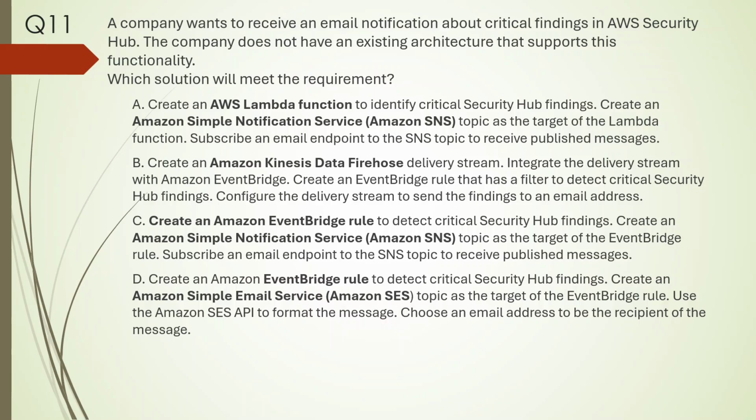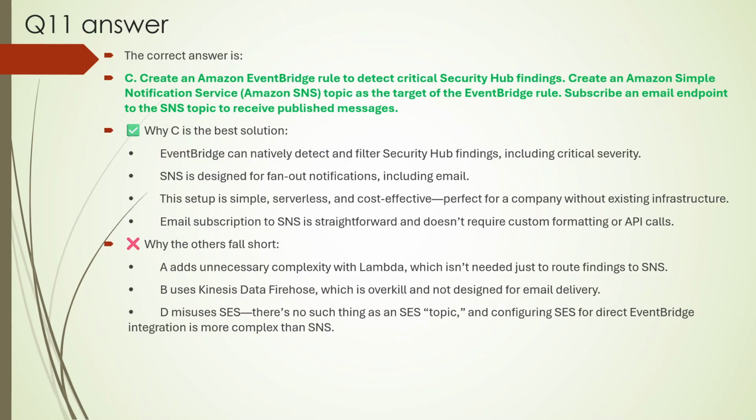So the correct answer is letter C. Create an EventBridge rule to detect critical Security Hub findings and use an SNS topic as a target of the EventBridge rule. Subscribe an email endpoint to the SNS topic to receive published messages. Why is C the best solution?